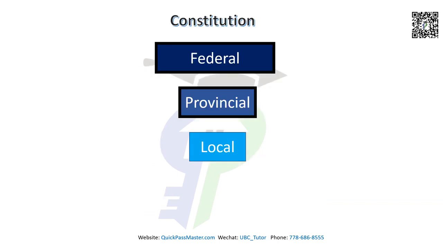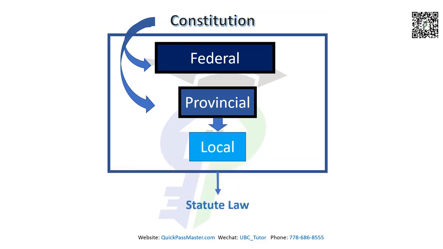The federal and provincial government's power come from the Constitution. And then provincial government delegates its power to local governments to let local government be able to create certain bylaws. And the laws created by federal, provincial, or local governments are known in your textbook as statute law.